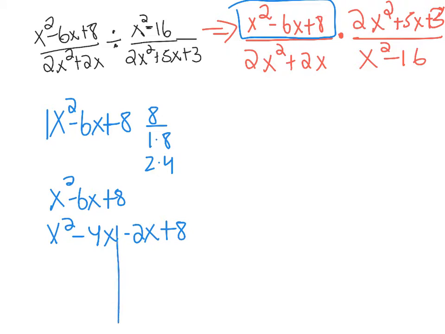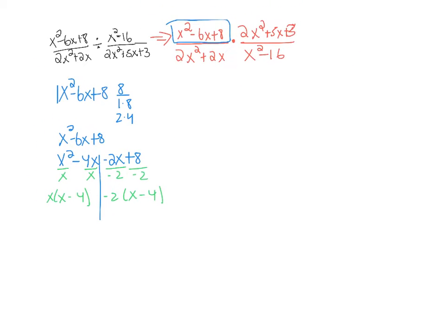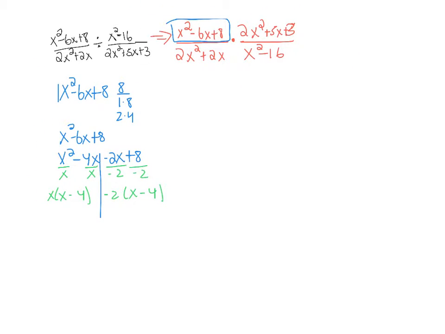Now I have 4 terms, so I'm going to factor by grouping. These two have in common x, minus 4. These two have in common a negative 2, x minus 4. Let's make that a little bit smaller. Now I'm going to rewrite this, and I have x minus 2, x minus 4. And that's the answer for the first part on the top.